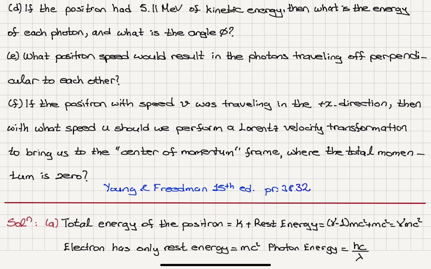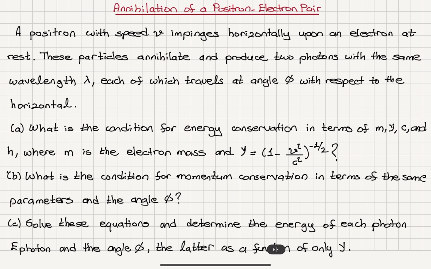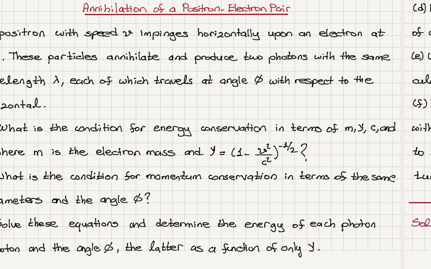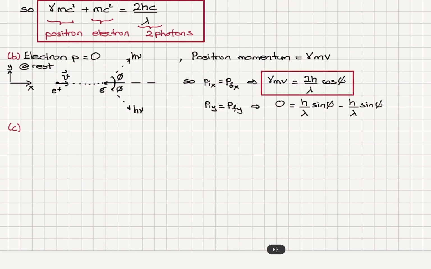Let's move on to part C. Solve these equations and determine the energy of each photon, E photon, and the angle phi, the latter as a function of only gamma. Okay, so looking at this energy conservation equation, we see that we have (gamma plus 1) mc squared is equal to twice the energy of each photon.